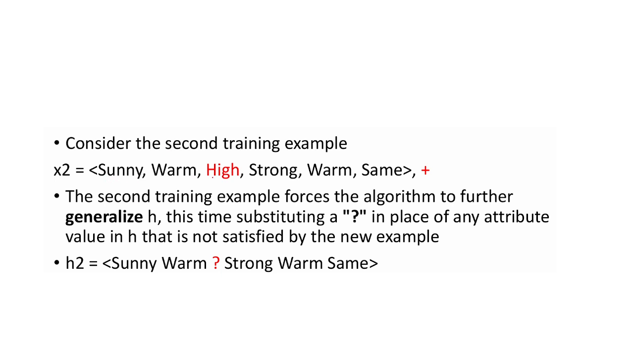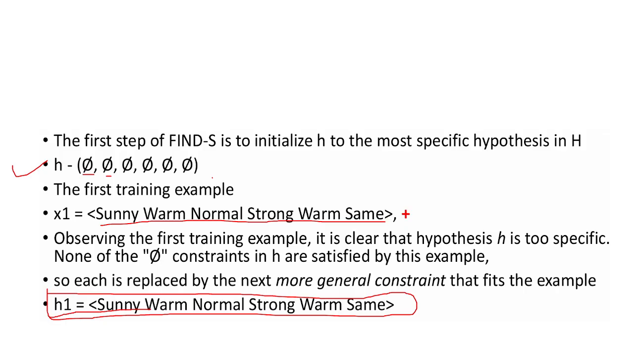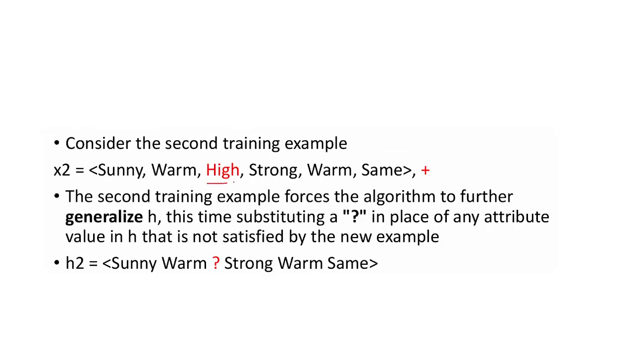The variation is there in the third attribute, that is humidity. There is a variation here, and all the other things are same. And this is a positive example. The second training example forces the algorithm to further generalize H. This time, substitute a question mark for the attribute where there is a change. The first attribute is same, second is same, third is different. So this you have to replace by a question mark.